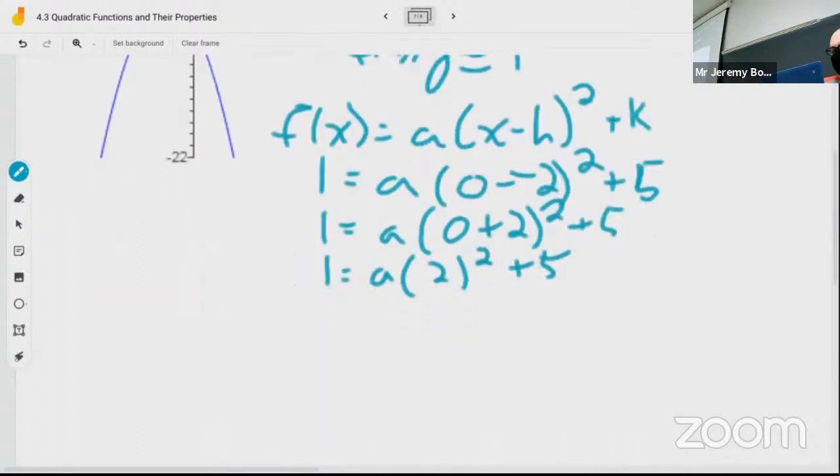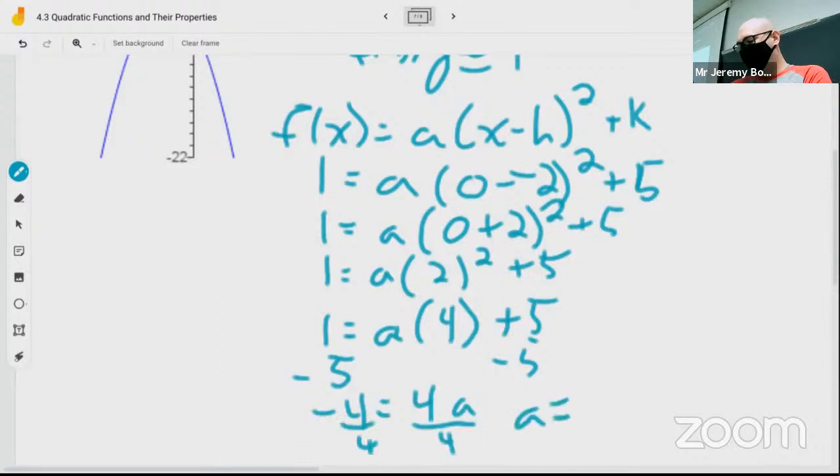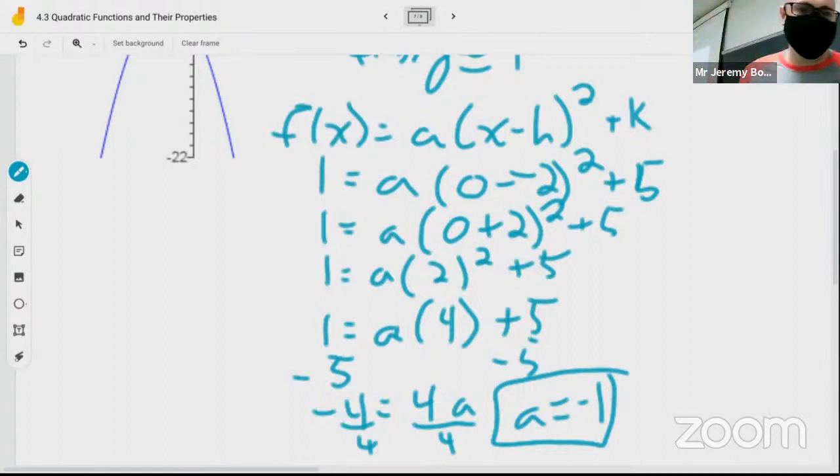which would be 1 = a times 4 plus 5. And if we want to solve, we're going to subtract 5 from both sides. So we have -4 = 4a. Divide both sides by 4, and we get a = -1. Supports the idea that it opens down. We're good there. Any questions so far on that?